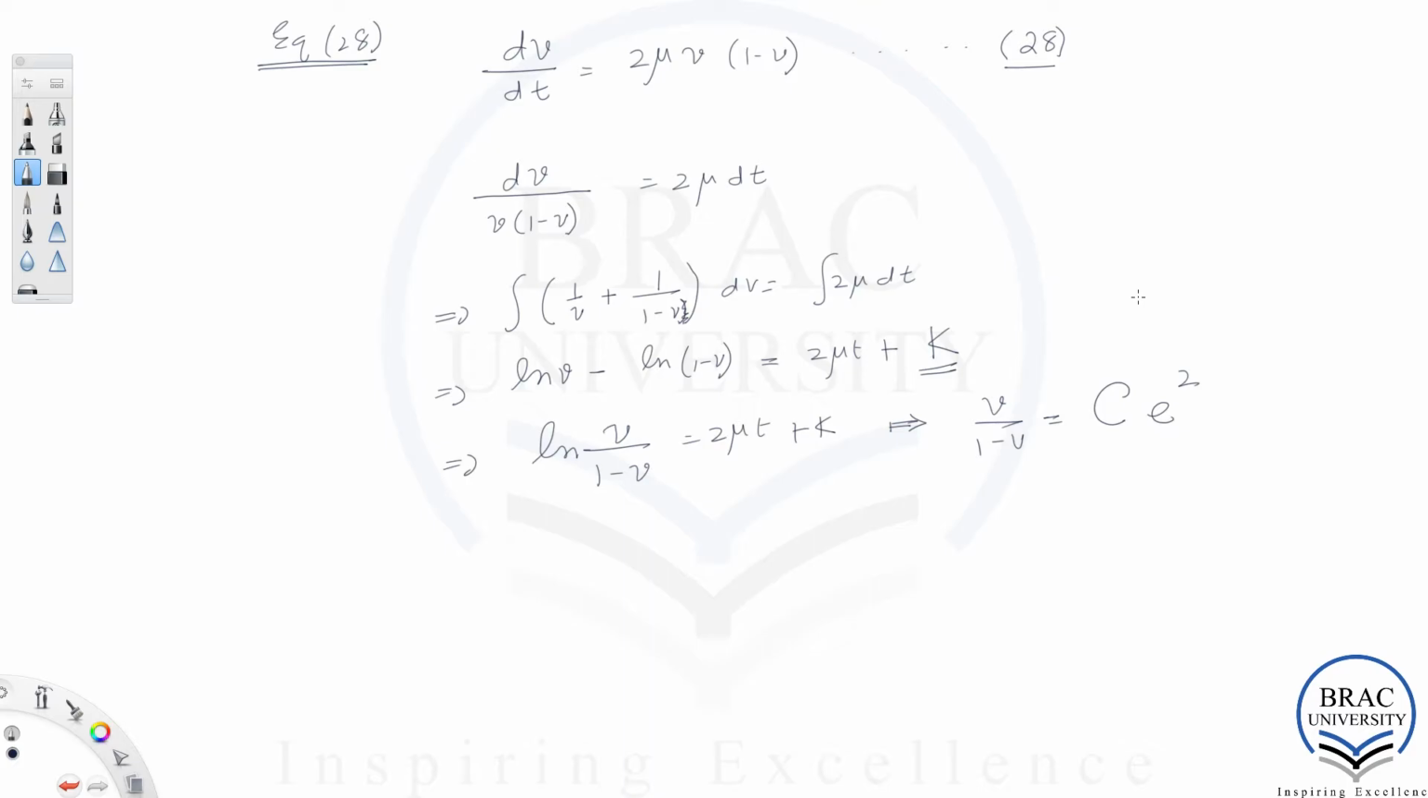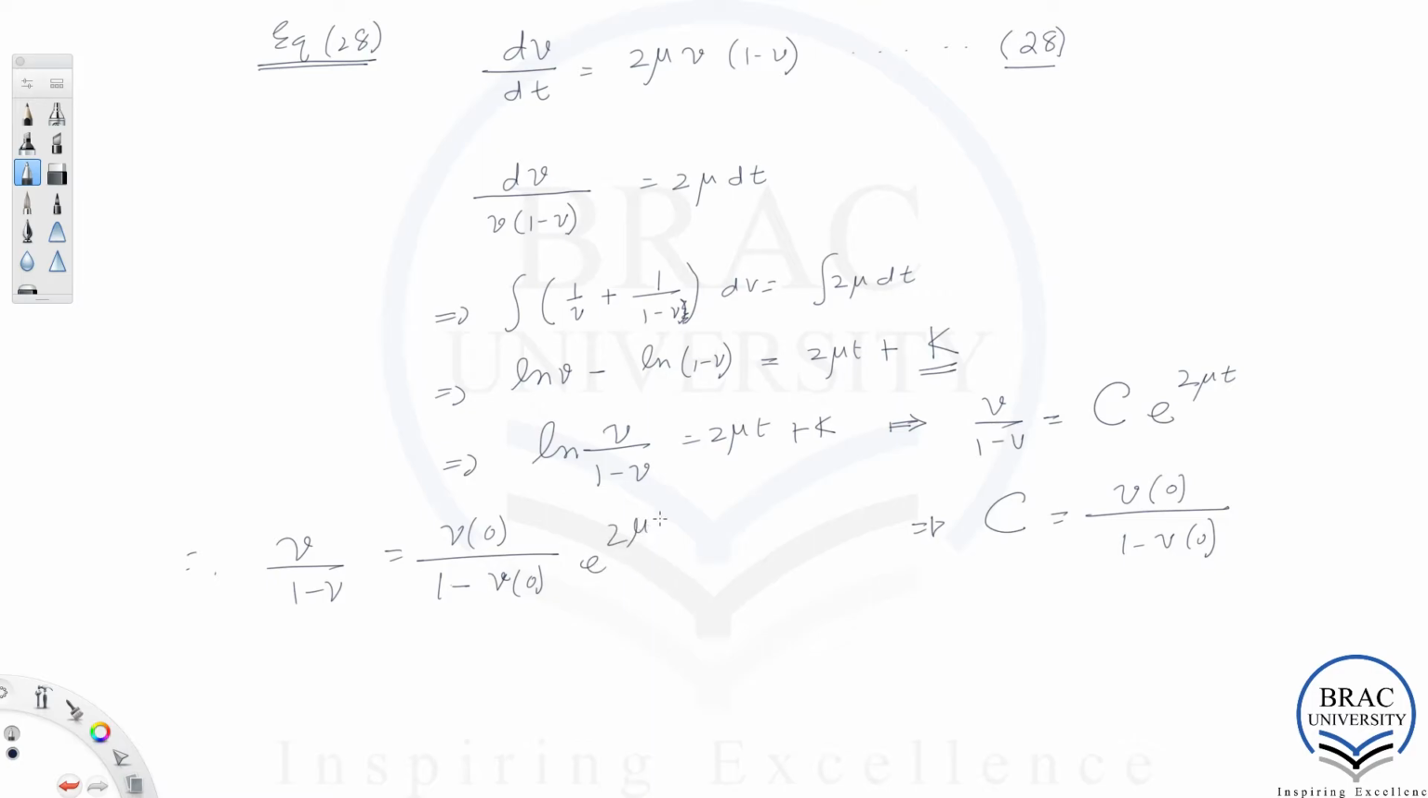I'll let you calculate it. Very easy exercise. E to the 2 mu t, where we find this constant, right? Now, just plugging in t to be 0, we see that this constant is nothing but v at time 0 divided by 1 minus v at time 0. Okay, so therefore, v over 1 minus v is v at 0 over 1 minus v at 0. These are all small v.